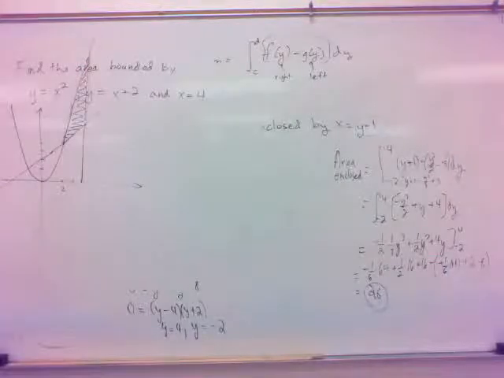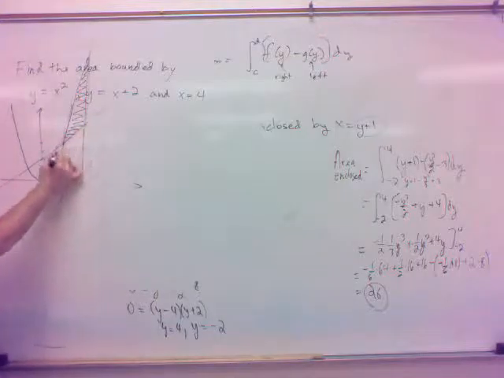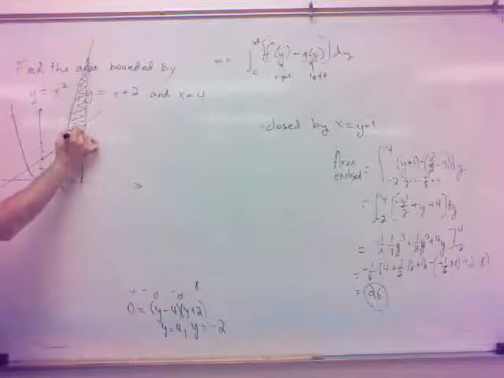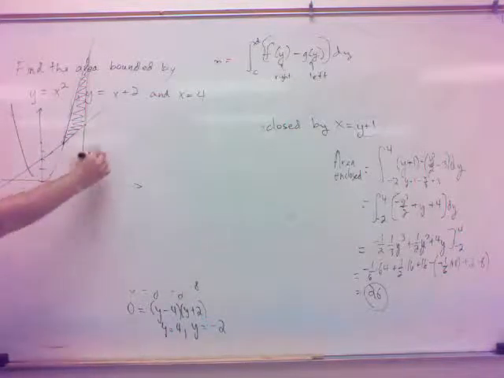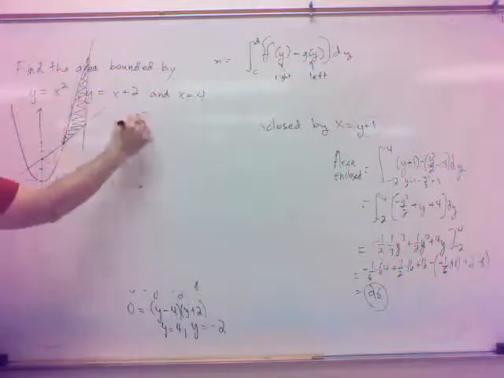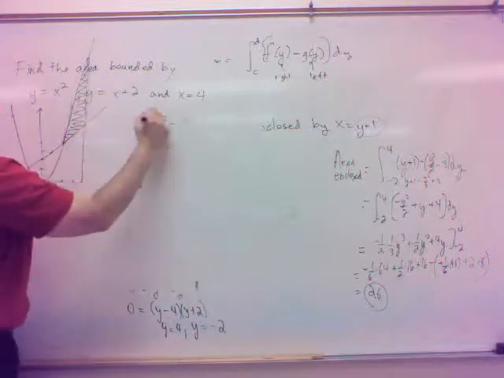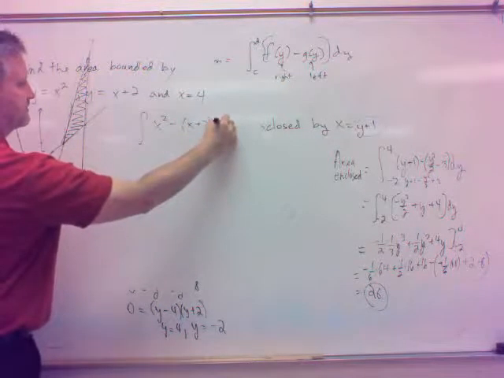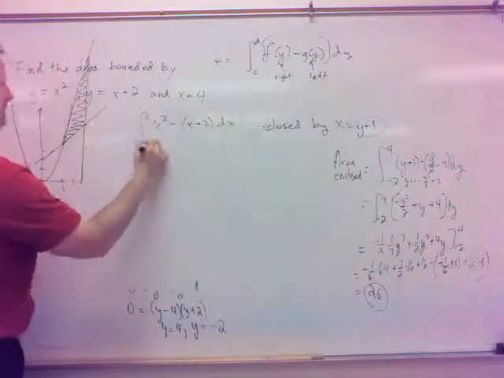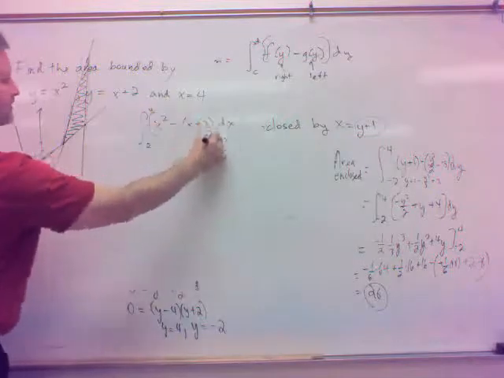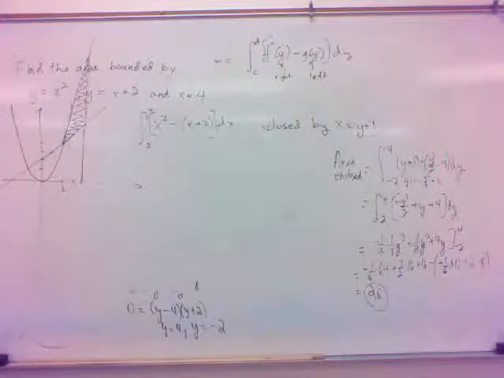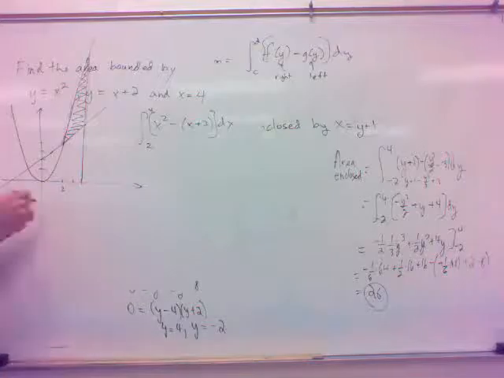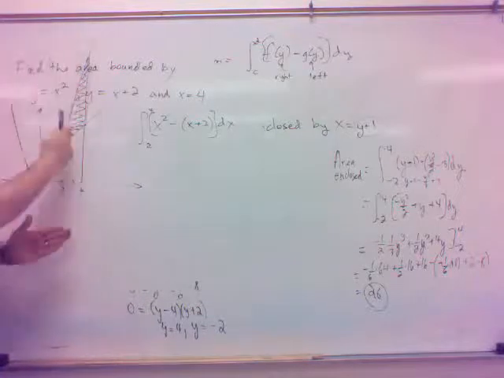Okay, setting it up. Actually, since we don't have to worry about this, here's our top. You want to do it with respect to x. So it would be the integral, the top is x squared minus the bottom is x plus 2. So this would be what you would do. And like I said, it's between 2 and 4. It gives me the endpoint because it's just a straight up and down line.